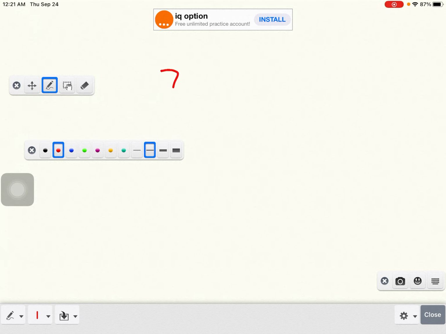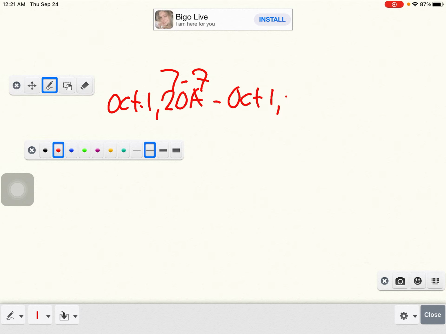So, 7-7. Income and liability method. This pertains to rent. The period is October 1, 20A to October 1, 20B.